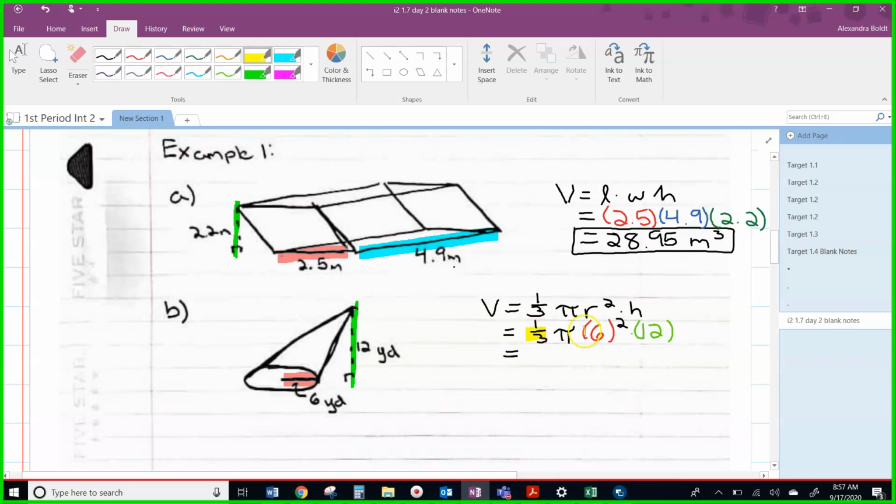Again, I'm going to type 1/3, 6 squared, and 12 into my calculator. And for sake of time, I'll just let you know that when we type that in the calculator, we get 144 pi yards cubed. Okay. So Cavalieri's principle is basically telling us that we can do exactly what we did yesterday. So that's pretty nice.